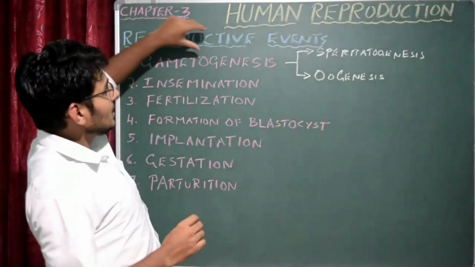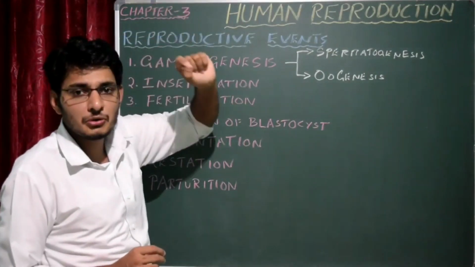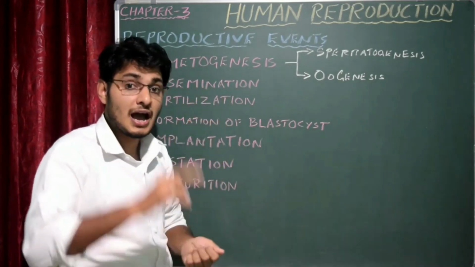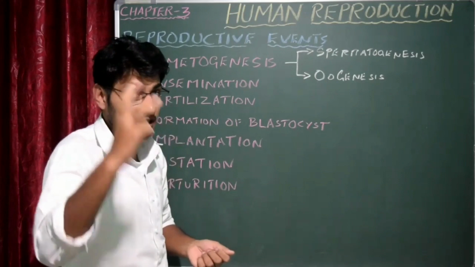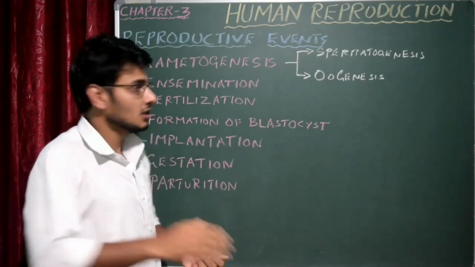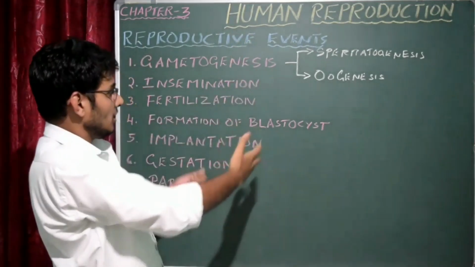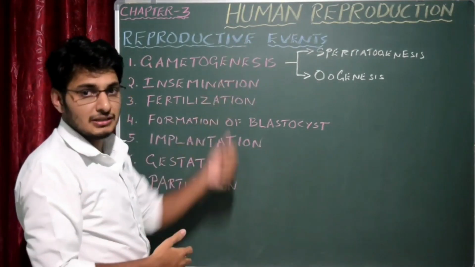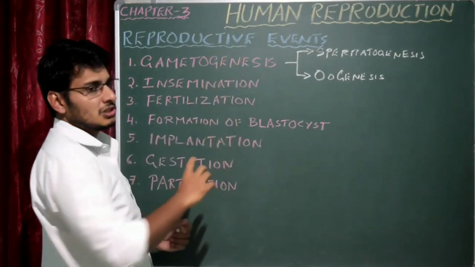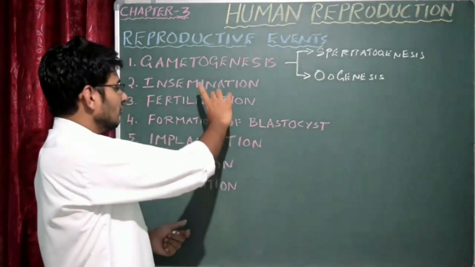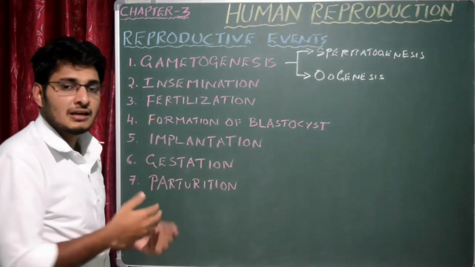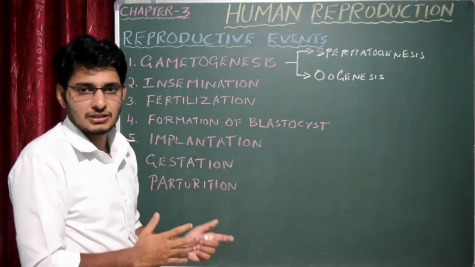I have written, as I said in the previous class, that humans reproduce sexually. And I even told you that sexual reproduction should have 3 events: pre-fertilization, fertilization and post-fertilization. I have written the events here. You may wonder why I have written 7 different events in human reproduction. Don't worry about it, very simple. Gametogenesis and insemination come within pre-fertilization, then fertilization itself, then all these from 4 till 7 are included in the post-fertilization event.